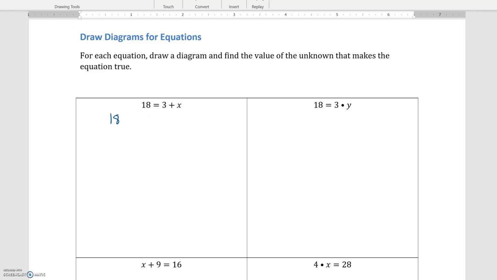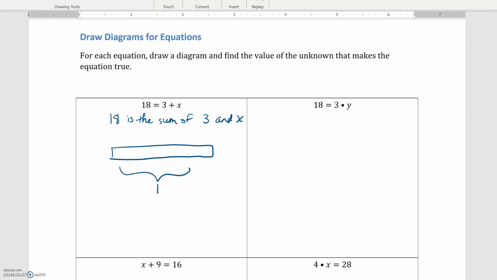So 18 is the sum of 3 and x. So to draw a diagram, I know that 18 is my total, so I'm going to draw a long tape diagram and call it 18. And then it's the sum of 2 different things, 3 and something that I don't know, x. So I'm going to draw a small piece of it to be 3, and what I don't know, x, is the bigger part of the tape diagram.